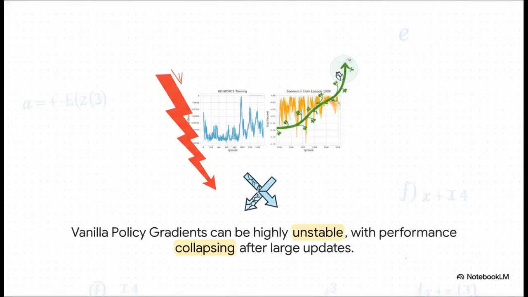And if you want to see what that looks like, check out this graph. This shows the danger in action. You can see performance is all over the place. It might suddenly spike up, which is great, but that success is super fragile. One wrong move, one step that's too big, and boom, it all comes crashing down. We need a safer, more reliable way to climb this mountain.